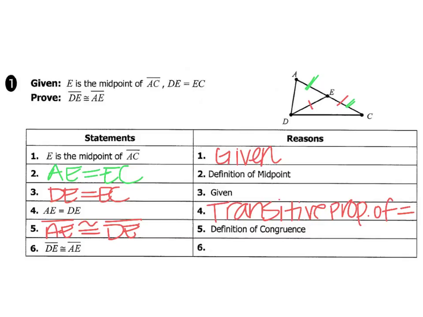And then last but not least, how did we go from 5 to 6? What changed? Well, the only thing that changed is we switched them around. Which property deals with switching them around? If you said the symmetric property, you're right. So we just switched them around, so that would be symmetric property. And because it has a congruent sign in it, we're dealing with congruence, we would say symmetric property of congruence. And we're done.